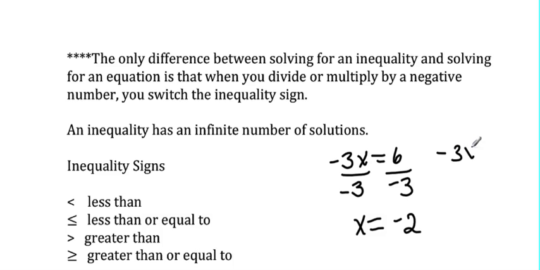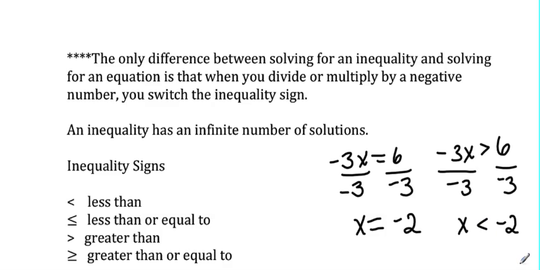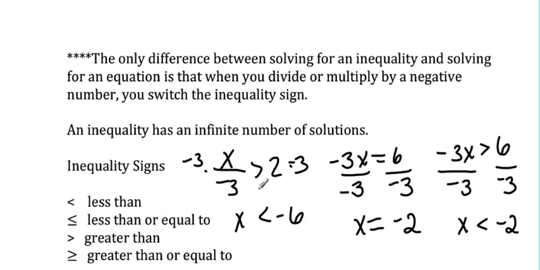If you're dealing with an inequality and you have negative 3x is greater than 6 and you divide by negative 3, then the number and the variable stay the same, but this sign switches to be less than. So that's the only difference when you divide or multiply. So if I had x over negative 3 is greater than 2, then if I multiplied by negative 3 on both sides, I would switch that sign. The inequality switches.